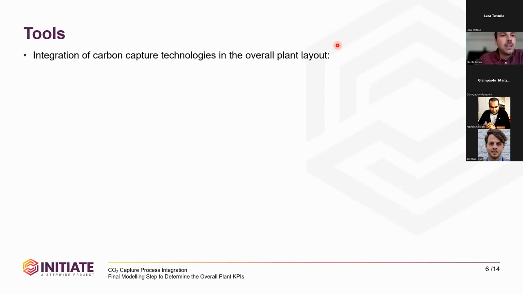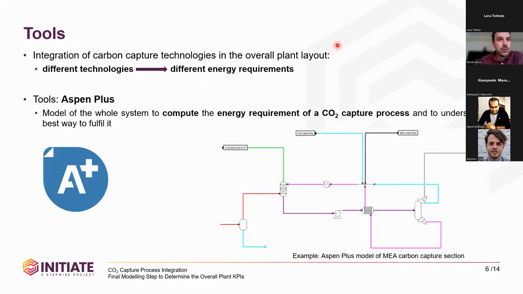We have to take into account that there are different carbon capture technologies, as Navid presented before, and different technologies have different energy requirements, so different plant solutions are considered. The main tool used is Aspen Plus, and on the right side we have an example of a model of a MEA carbon capture section. Aspen Plus gives the possibility to compute the energy requirement of the carbon capture process.